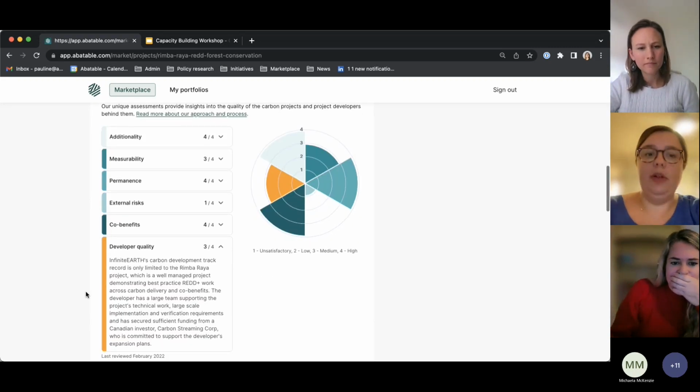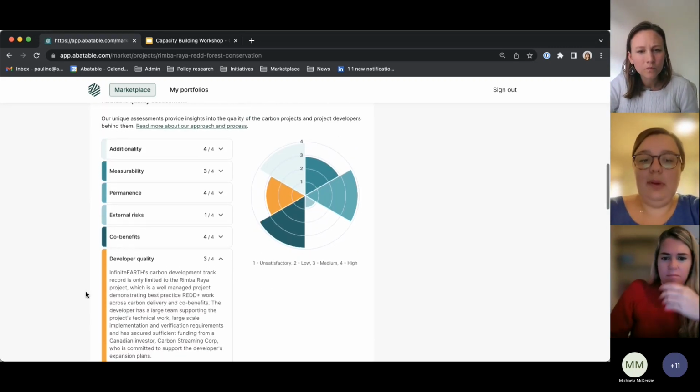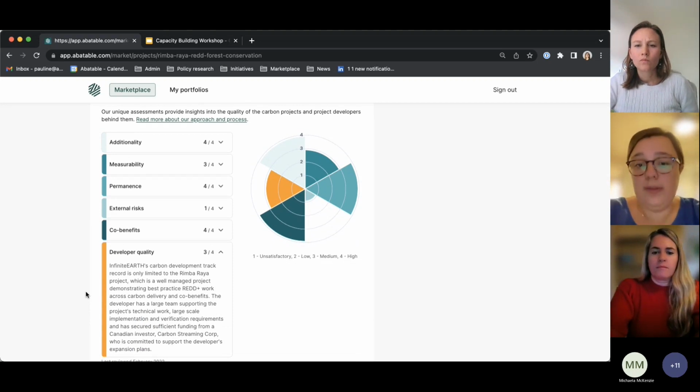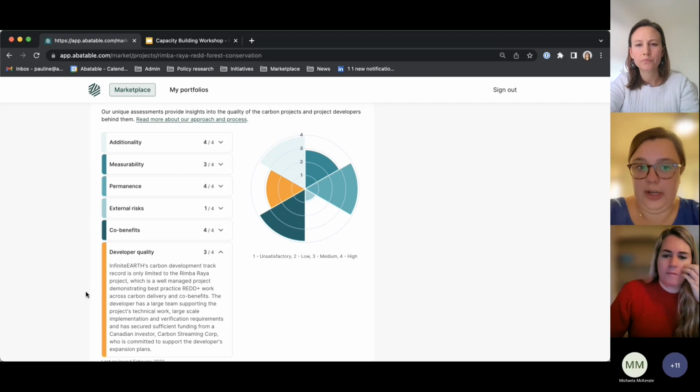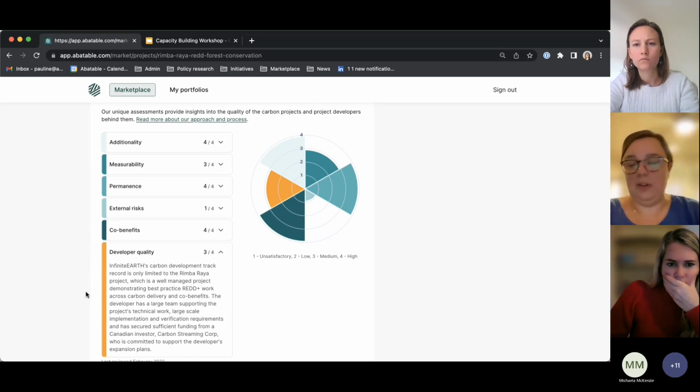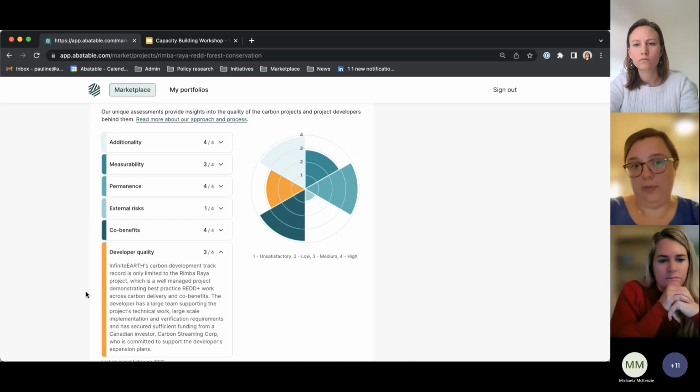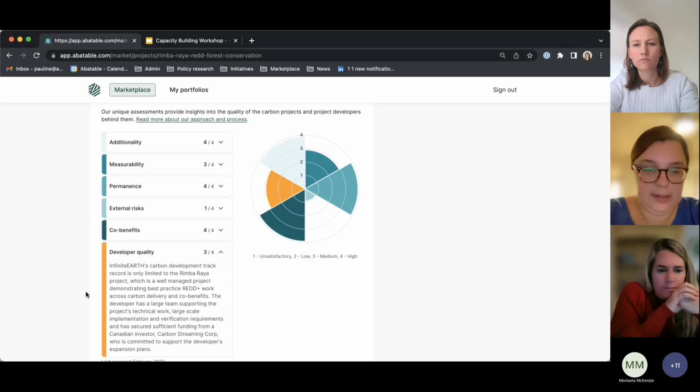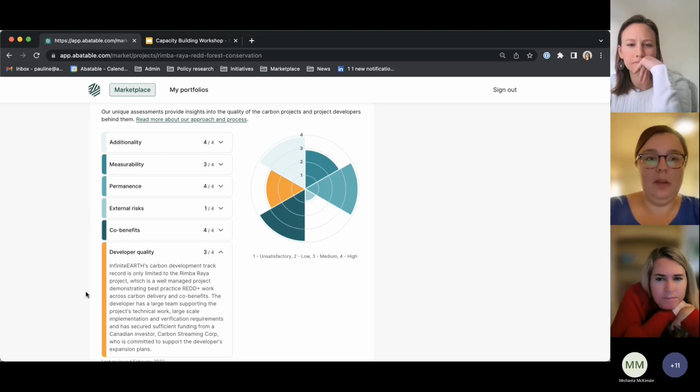The first thing that we do is a really in-depth analysis of who the developer on the ground is. What is their track record of developing carbon projects? How have they been doing? And who are the people, down to the individuals, the leadership team involved in these projects? And can they be trusted? Or do we think they can be trusted?